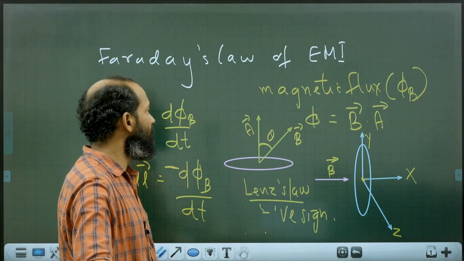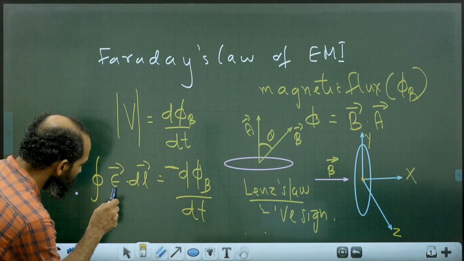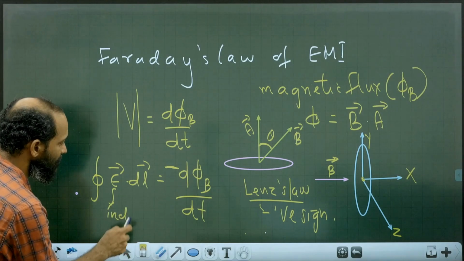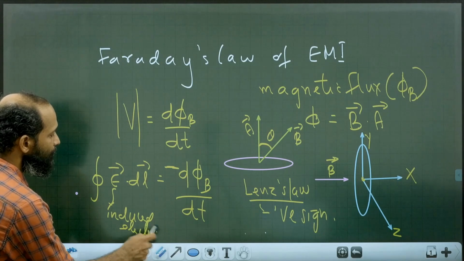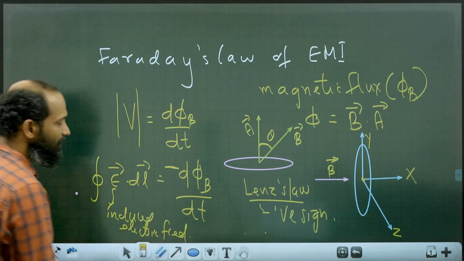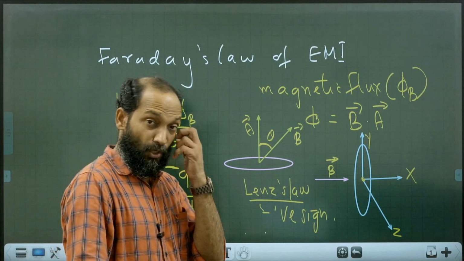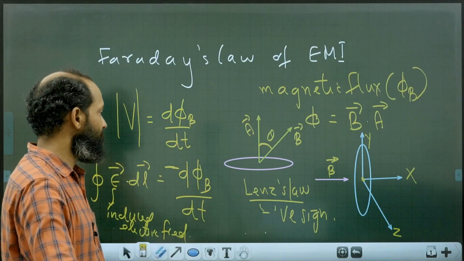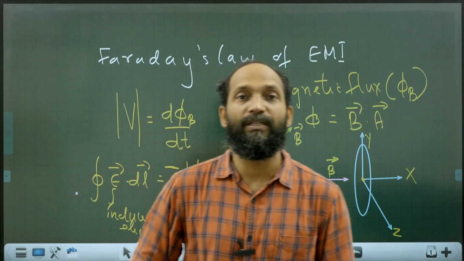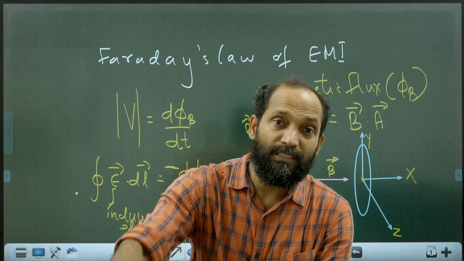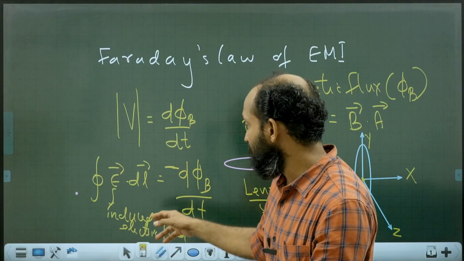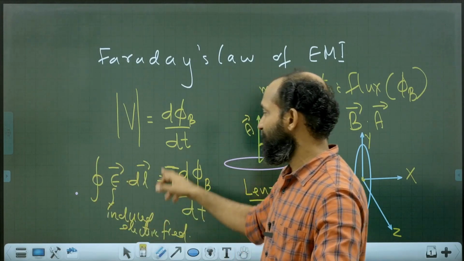Okay, that is called induced EMF. And this electric field is called the induced electric field. Induced electric field is not the conventional static electric field. Conventional static electric field is conservative, and work done over a closed path is zero for that. Here, work done over a closed path is not zero.